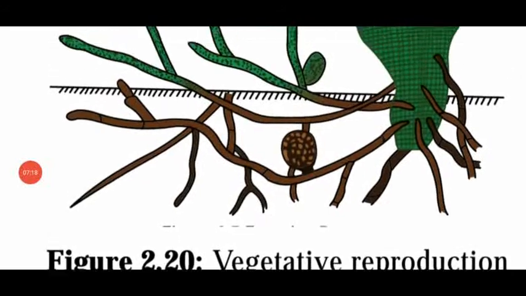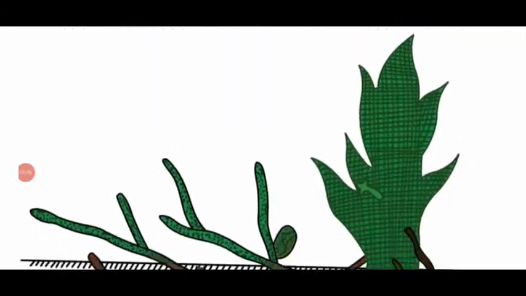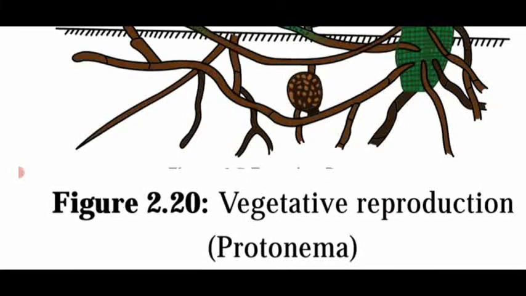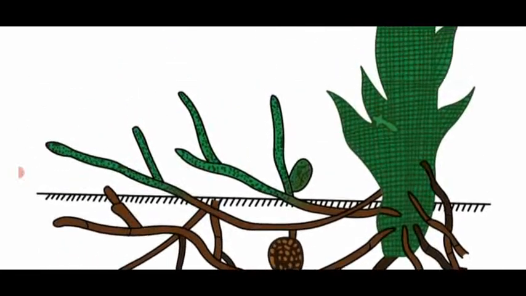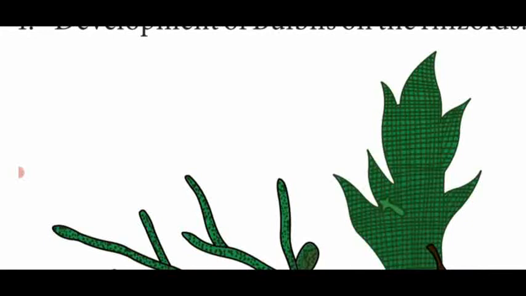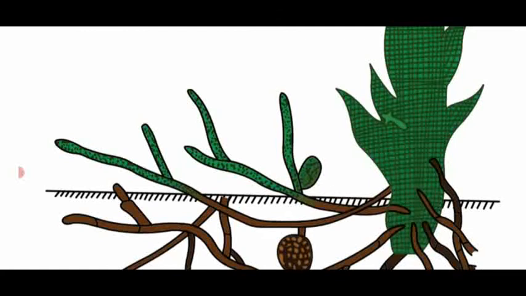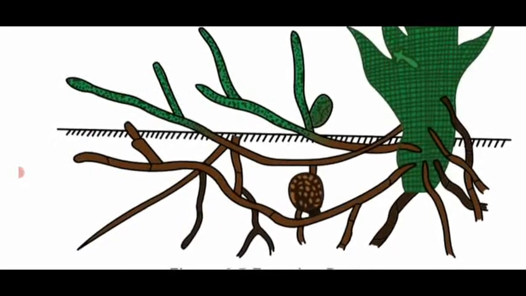Dear students, these are the different vegetative reproduction methods in Funaria. First one is the formation of primary protonema. Second one, formation of secondary protonema in any region of the gametophyte. In the first method, the primary protonema is cut into different fragments. Each fragment develops into a new individual. The next one, formation of gemmae on the tip of the primary protonema.